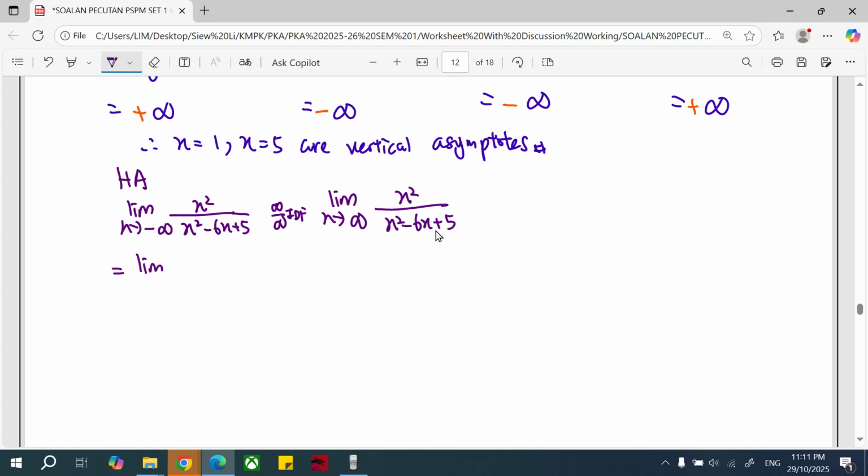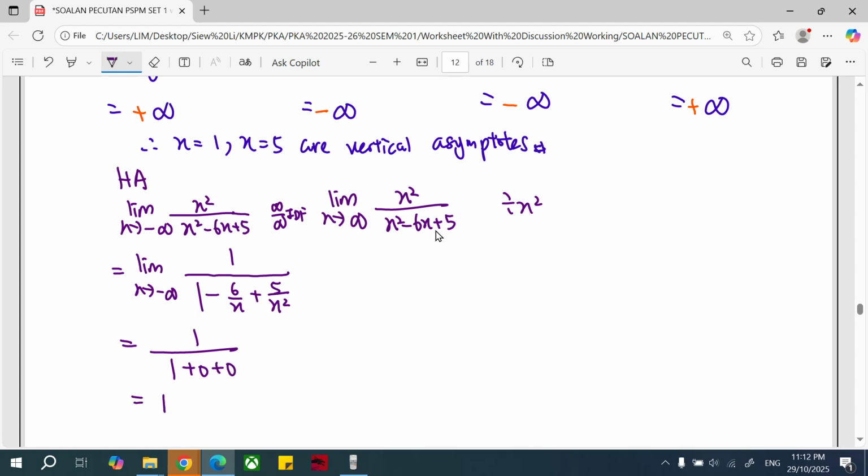So what we can do is simplify: we divide by the highest power from the denominator, which is x squared. When we divide by x squared, we get 1 over 1 minus 6 over x plus 5 over x squared, and we evaluate the limits once again. 6 over infinity is 0. This one, 5 over infinity, is 0. So it is 1.